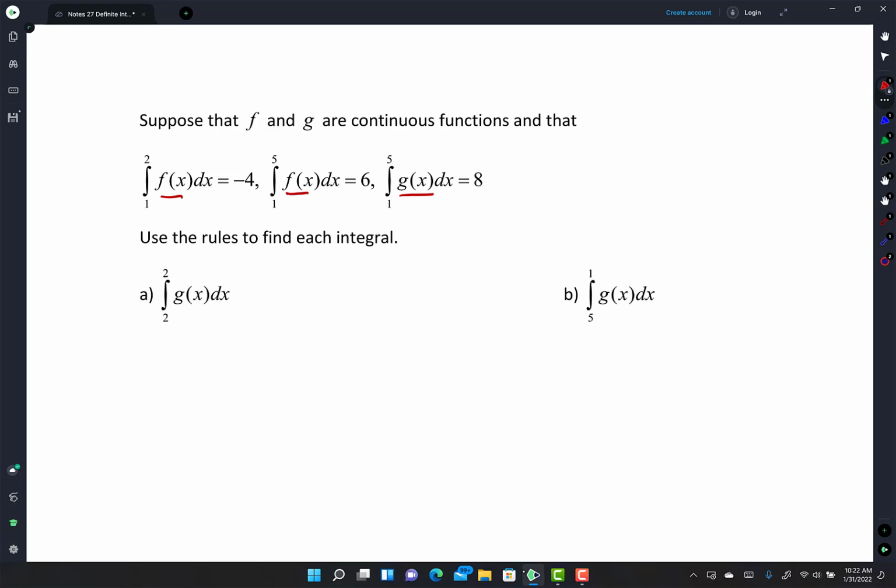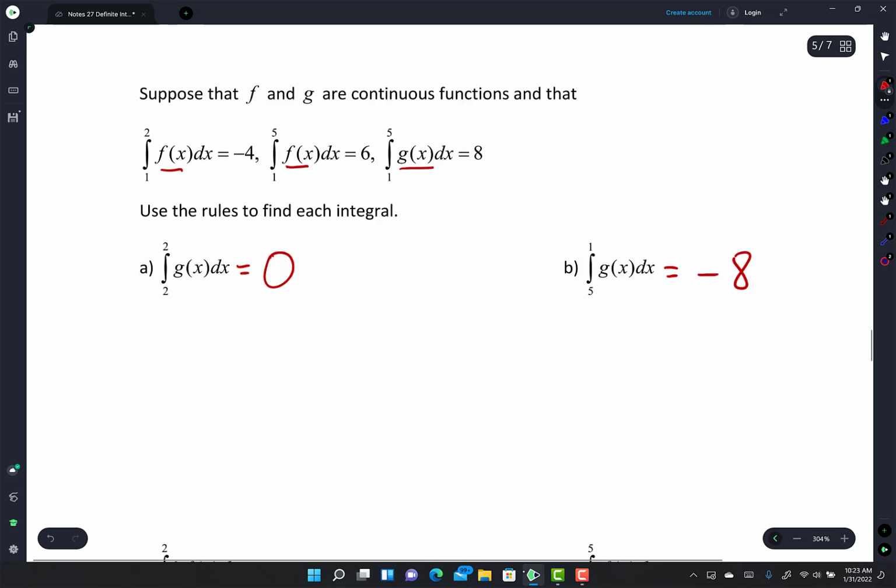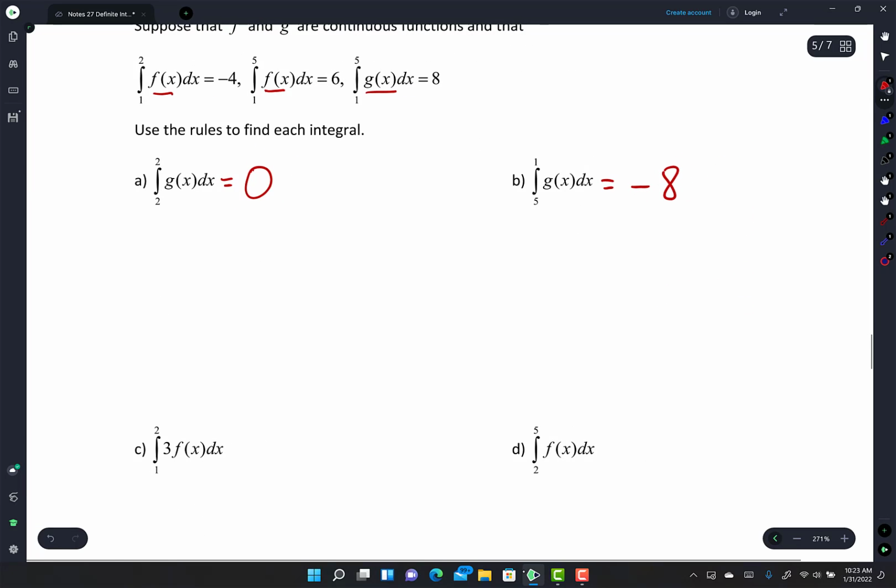Letter A, the integral from 2 to 2 of g of x. What's that? Yeah, the limits are the same, so you haven't moved. Put in there, haven't moved, or whatever you want to do. Letter B, lower limit is 5, upper limit is 1. They give me g of x. Do I have enough information? What is it? -8. Does everyone see how we got -8? Perfect.